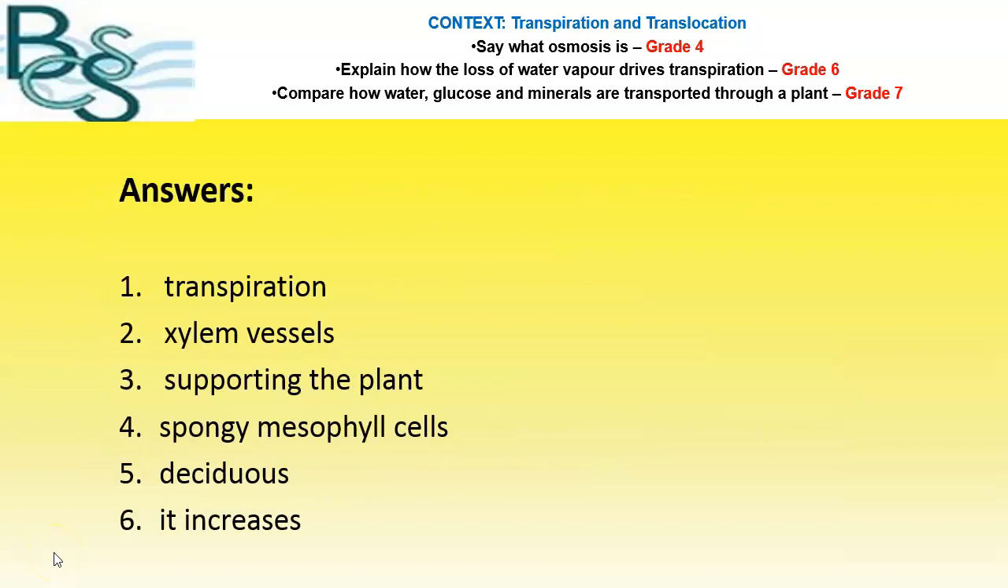Okay, so hopefully you didn't find those answers too difficult, but let's go through them anyway. So question 1, what is the flow of water through a plant called? That's called transpiration. In which vessels does water flow? That's the xylem vessels. Give one other function of xylem vessels, or you could have 2 answers here. You could say that they support the plant, and you could also say that they carry mineral ions.